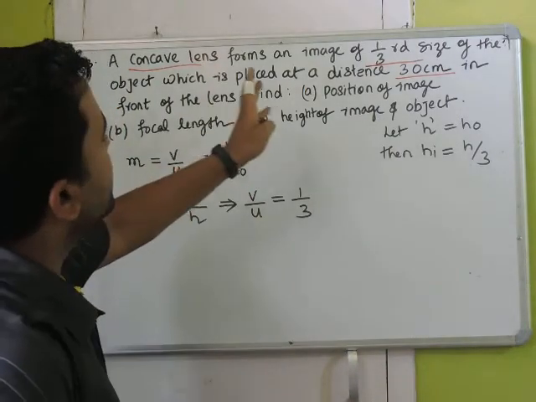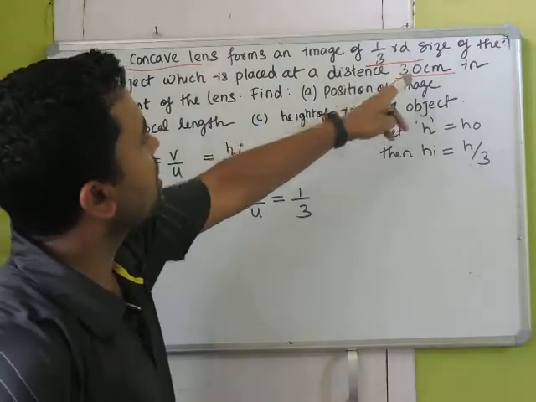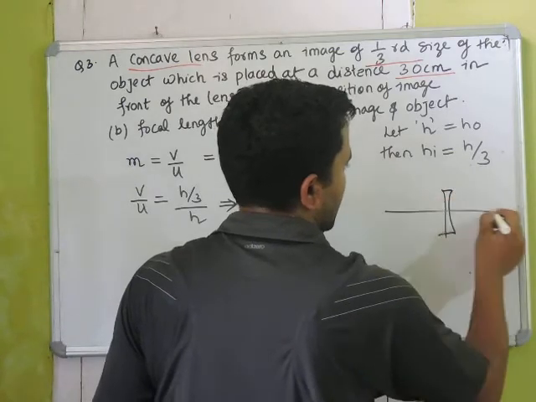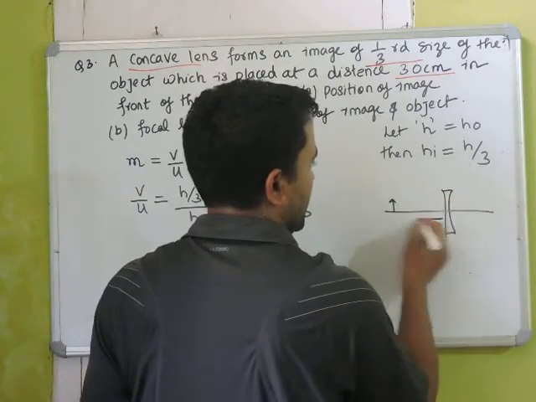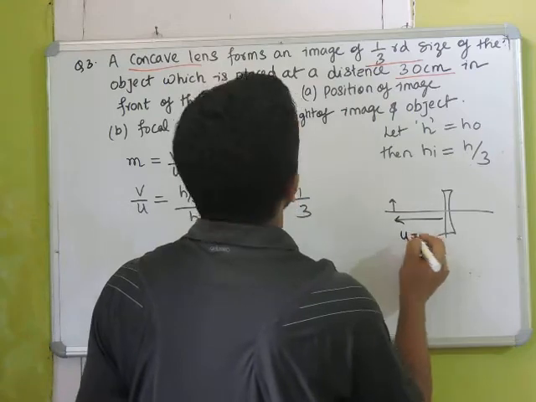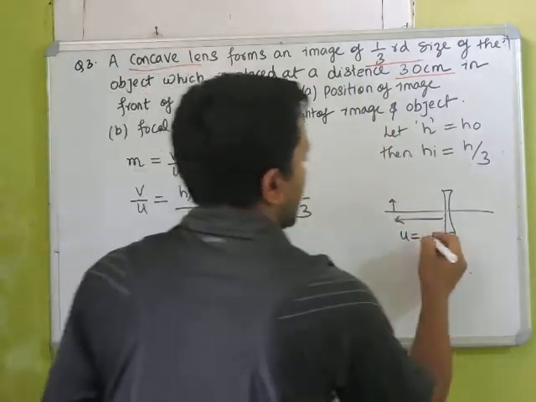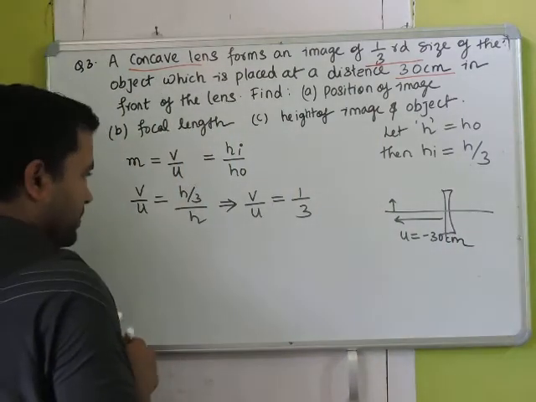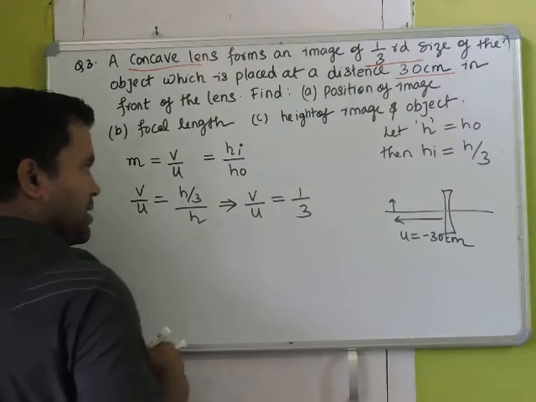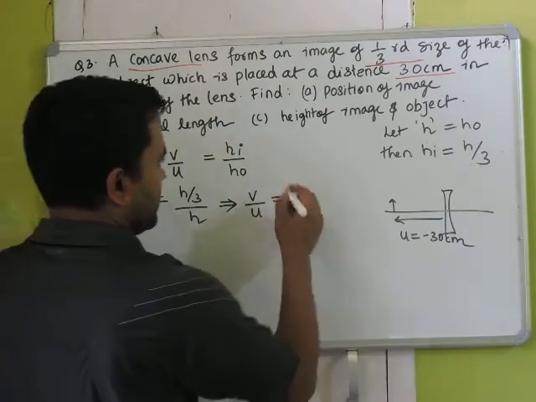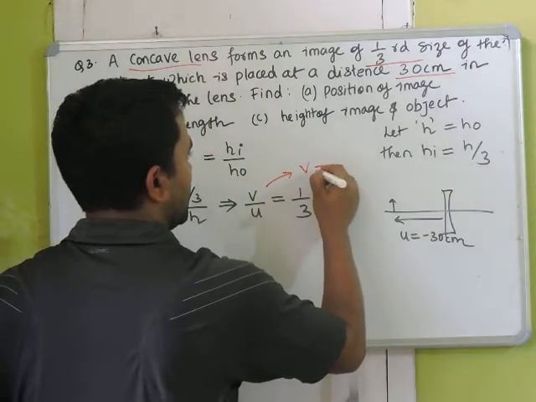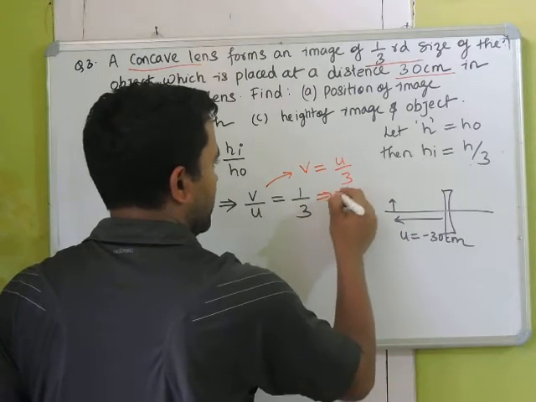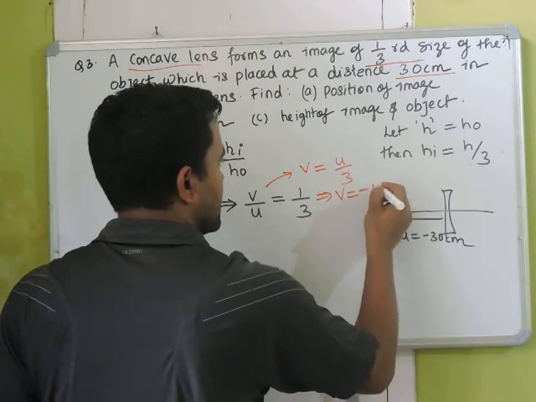Now the object is placed at a distance of 30 centimeter in front of the lens. So if there is a lens here, the object is placed somewhere here in this direction, so u is going to be minus 30, right? So what will be v? You can see u is minus 30, so this will give you v equal to u by 3, and u is minus 30, so v will be minus 10 centimeter, right?